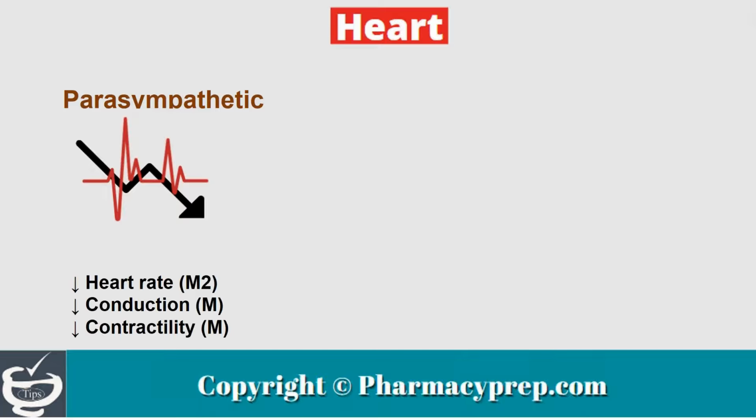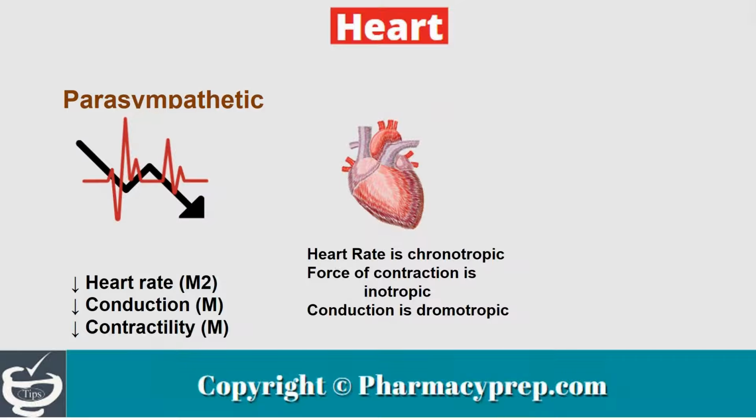Next organ is the heart. Heart parasympathetic decreases the heart rate, conduction, and contractility. However, the major effects are on the heart rate, which is also known as the chronotropic effect, inotropic is force of contraction, and dromotropic is conduction.